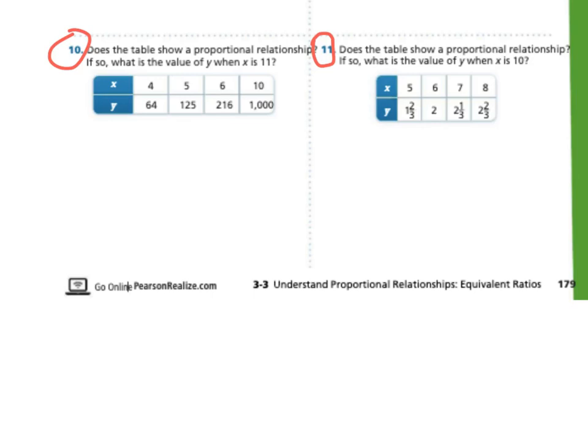For questions 10 and 11, make sure that you find if there is a proportional relationship first. If there is a proportional relationship, then you do have a value of x that you are given and you're asked to solve for y. However, it's not necessary to try to solve for y unless there is a proportional relationship.